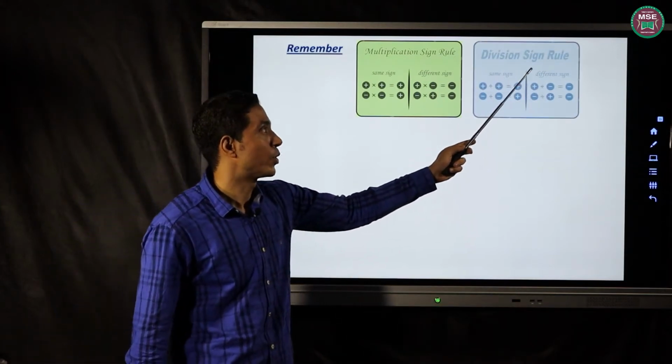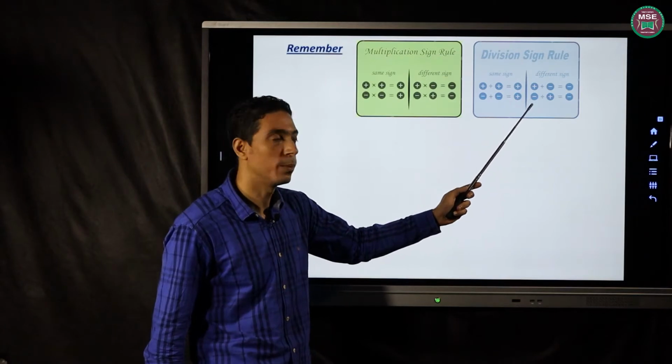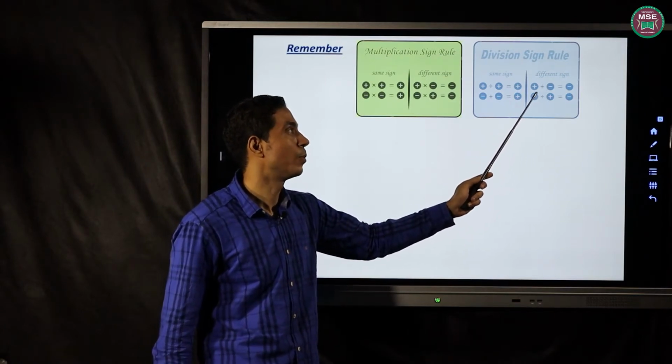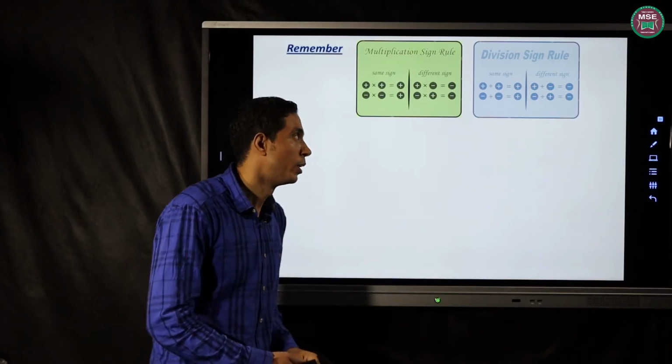And it is the same for the division sign rule. If the signs are the same, the result will be positive, and if the signs are different, positive divided by negative or negative divided by positive, the result will be negative.